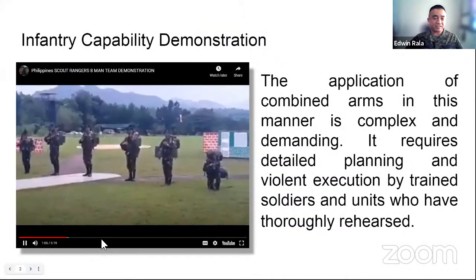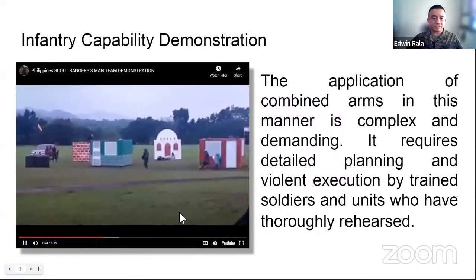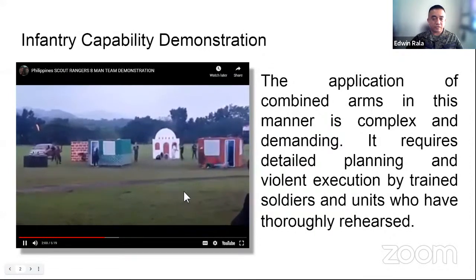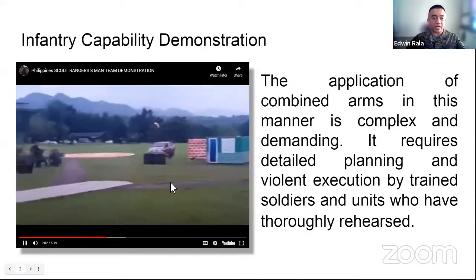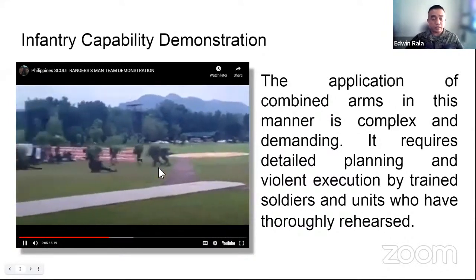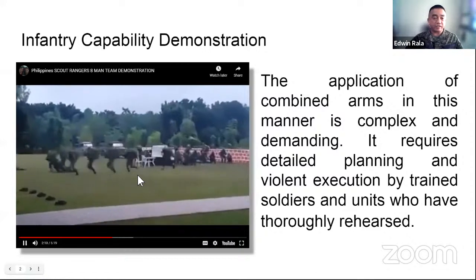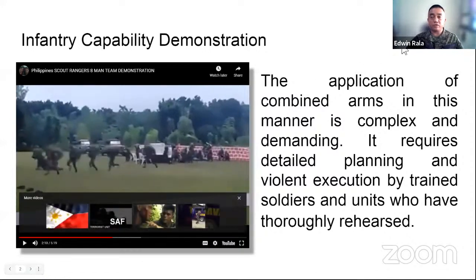Rifleman. Function and responsibilities for your security.